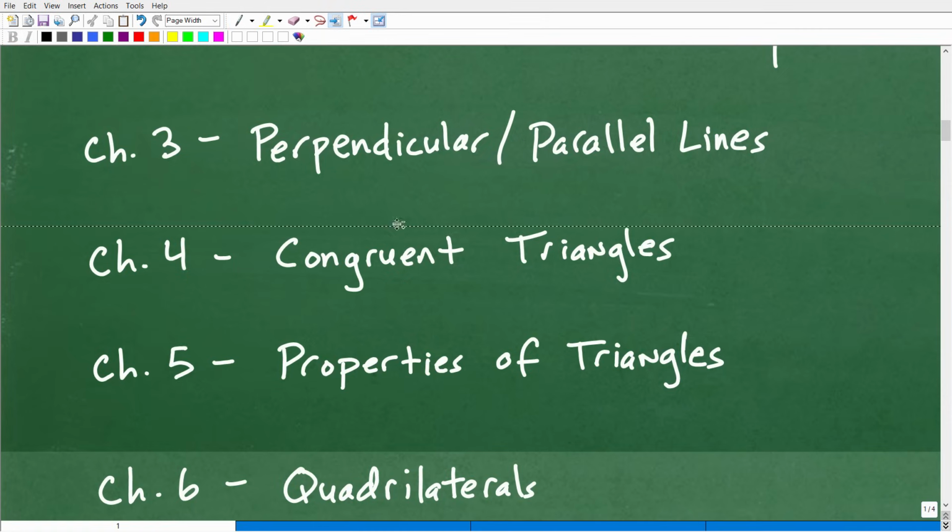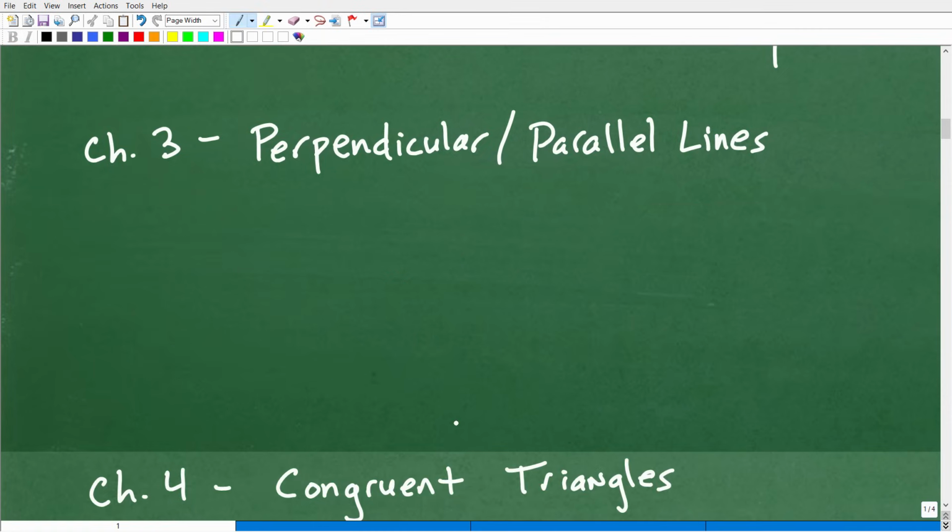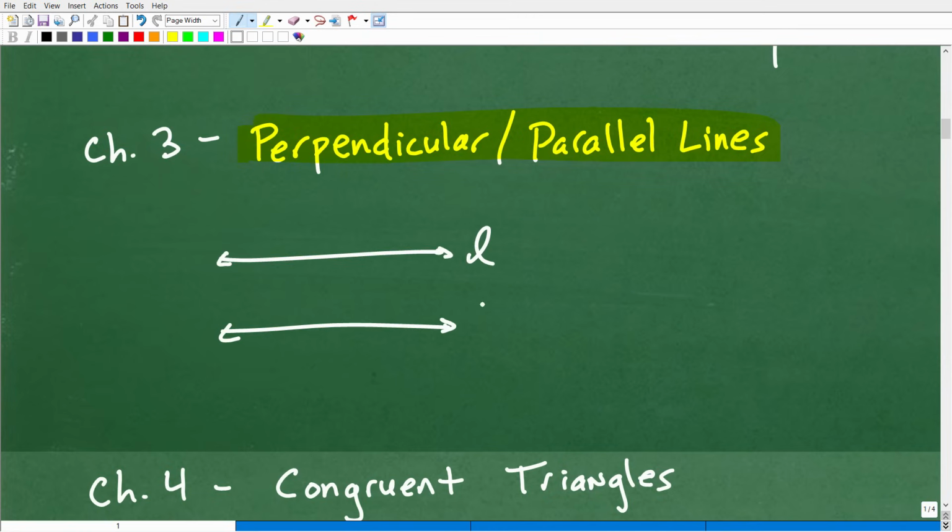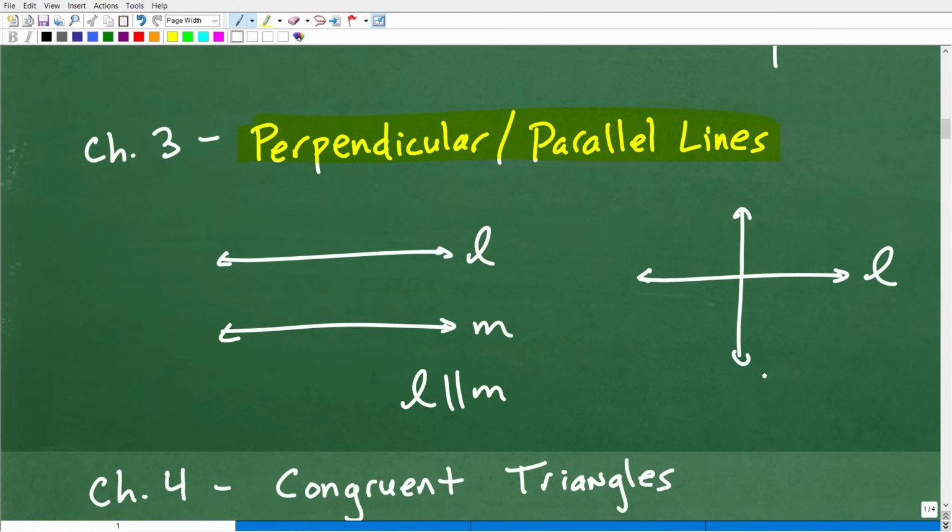By the way, we're looking at 11 chapters in my course. Chapter 3 in my course is perpendicular and parallel lines. So what are parallel lines? Well, parallel lines are lines that never cross one another. Here is L and here is M. We can say L is parallel to M. And what are perpendicular lines? Well, we have line L here, and then we have another line right there, M, and these two lines are perpendicular.